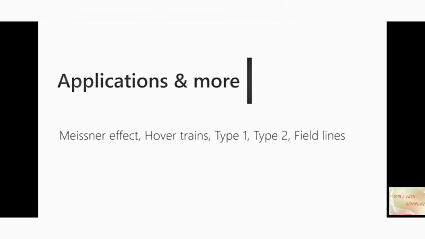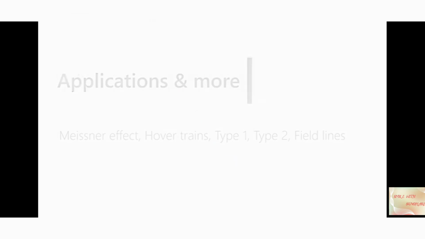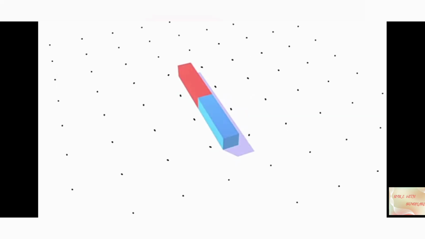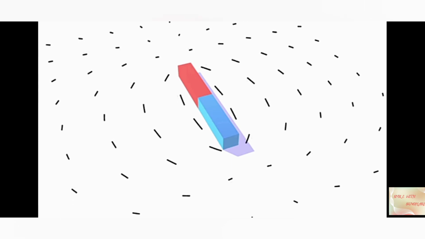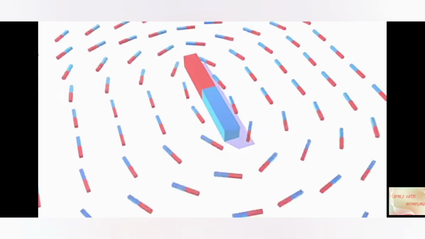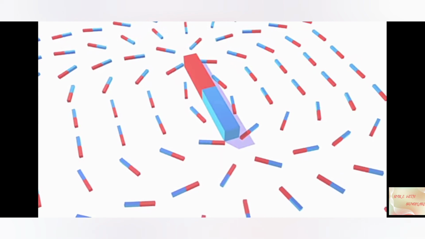There is much more to a superconductor than just zero resistance. Let's first take a look at the magnetic properties. If we put a normal magnet here, the magnetic fields are often drawn like this. They represent the direction and the strength of the magnetic field. So if we have other magnets, they would certainly be affected by it and would align to this field.